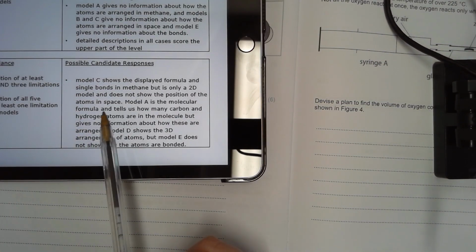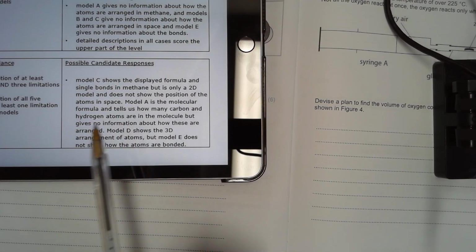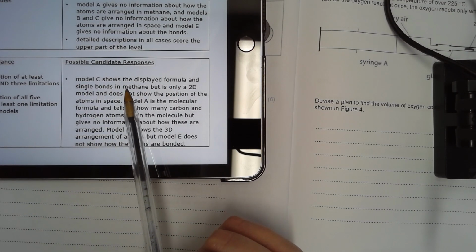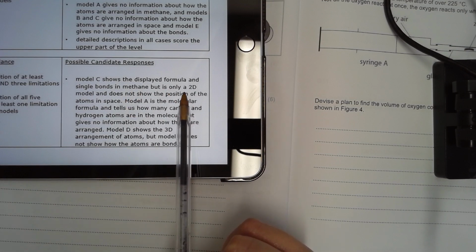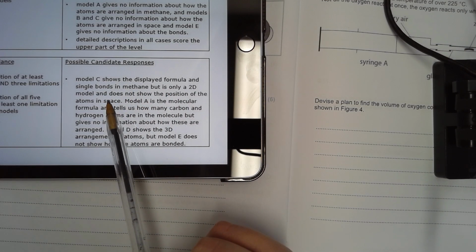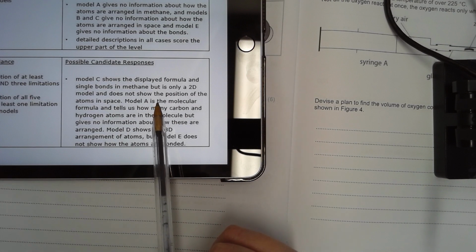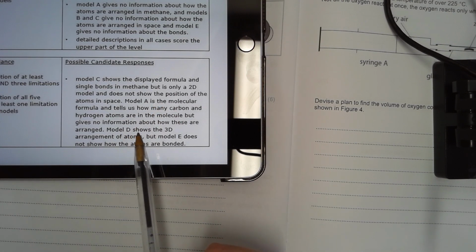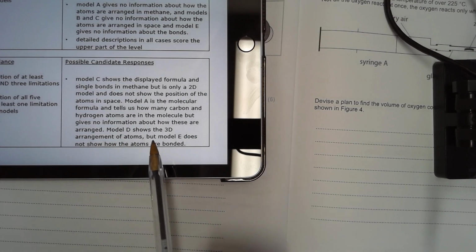All right, this is a full 6 marks. Okay, Model C shows the displayed formula and single bonds, but it's only 2D. Does not show the position of the atoms in space. Then it goes to Model A, just says it's the molecular formula, tells us how many carbon and hydrogens. Model D shows a 3D arrangement, but Model E does not show how the atoms are bonded.